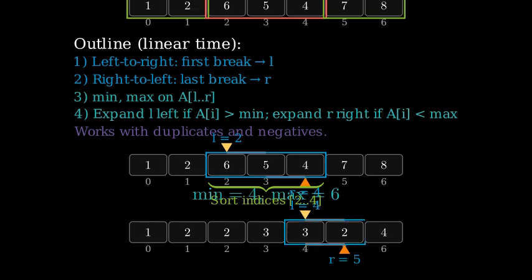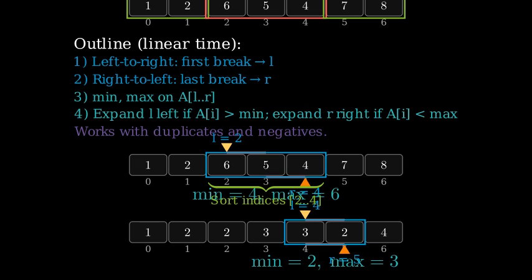Compute min and max on the window 4 to 5. Values are 3 and 2. Min equals 2, max equals 3. Expand left while previous values are greater than min. The value 3 at index 3 is greater than 2, and that would force expansion if the break were earlier. However, with our left boundary being 4, the previous element is index 3 equals 3.